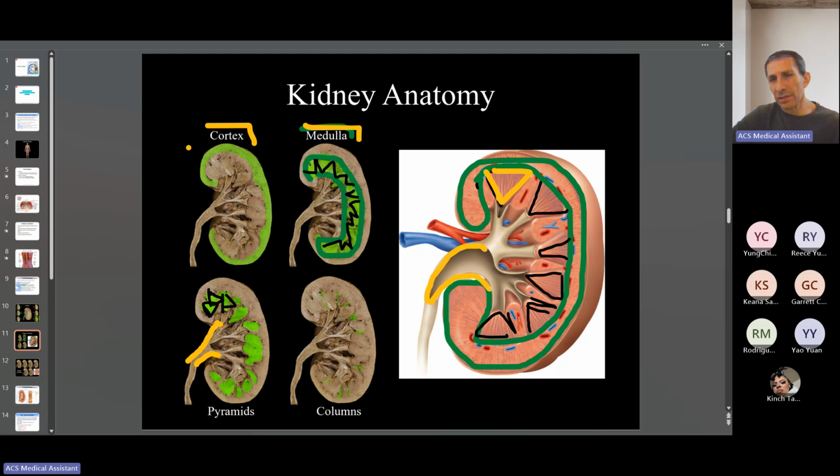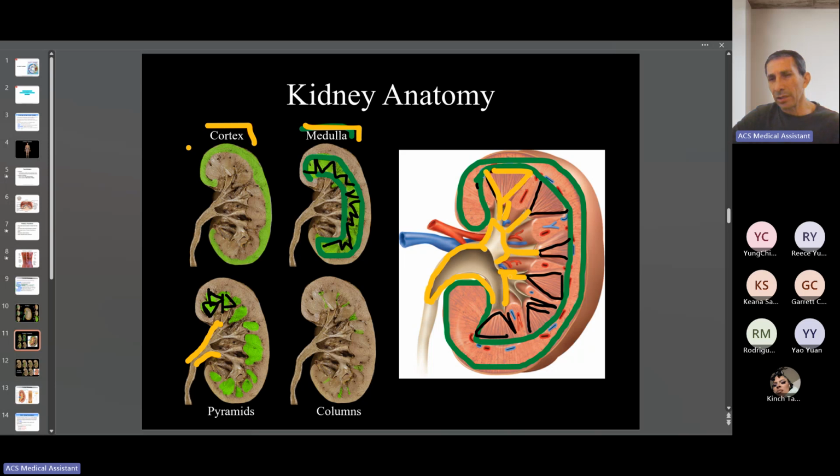Funnel-like, see, it looks like a funnel because it's picking up all these. We have here the major calyces, all these big tubes. All these big tubes are the renal calyces. Now, the major calyces and the minor calyces are all these little tubes right here. See, they have tubes right here.